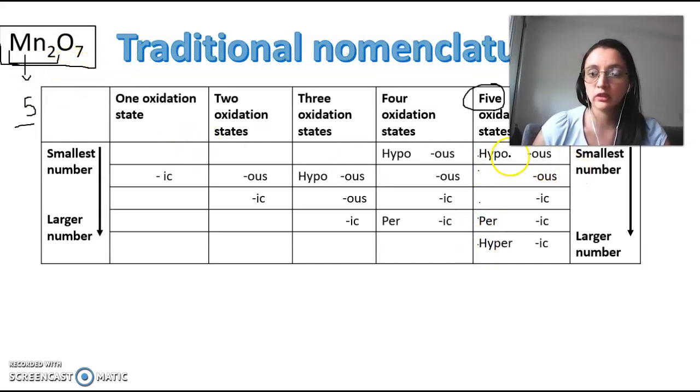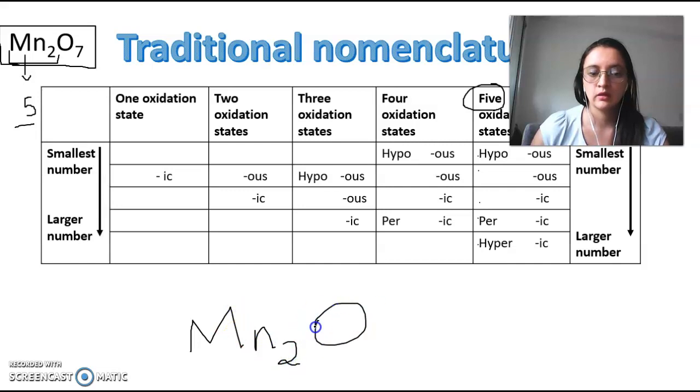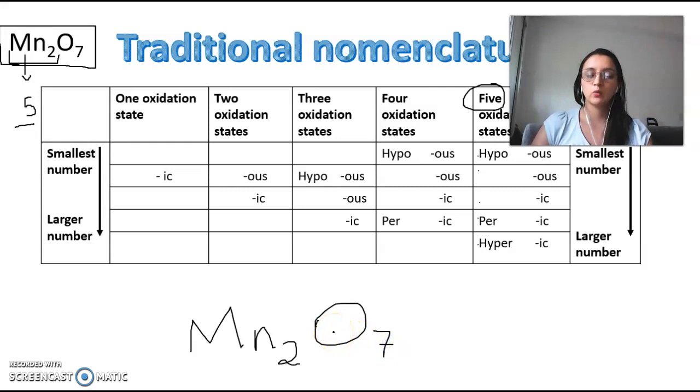Of course, we only need to choose one set of prefixes and suffixes. So for that, we need to determine what are the oxidation states of the elements in this case. So to determine the oxidation state of oxygen, we need to determine whether the compound is an oxide or a peroxide.